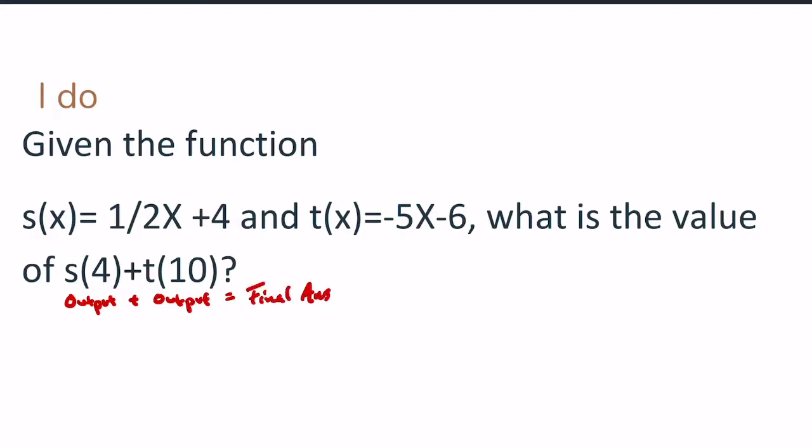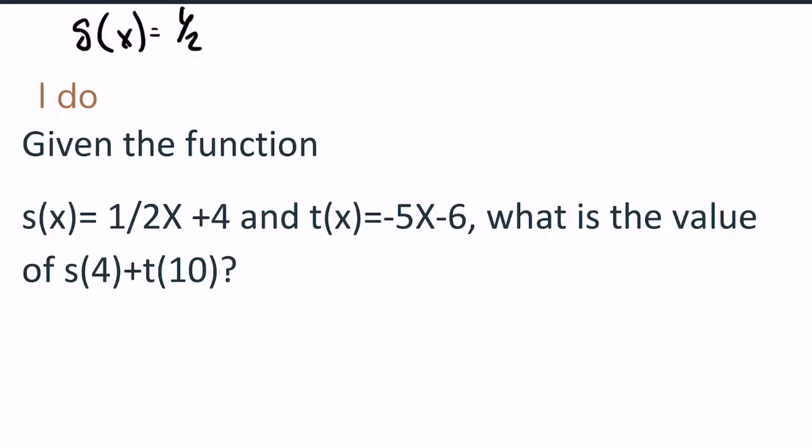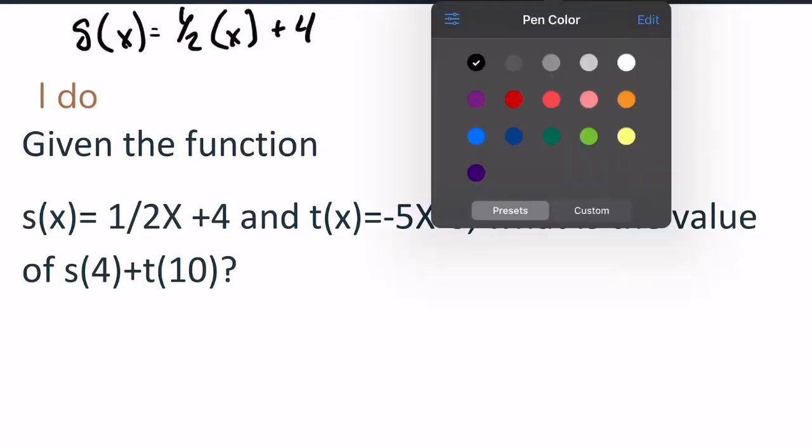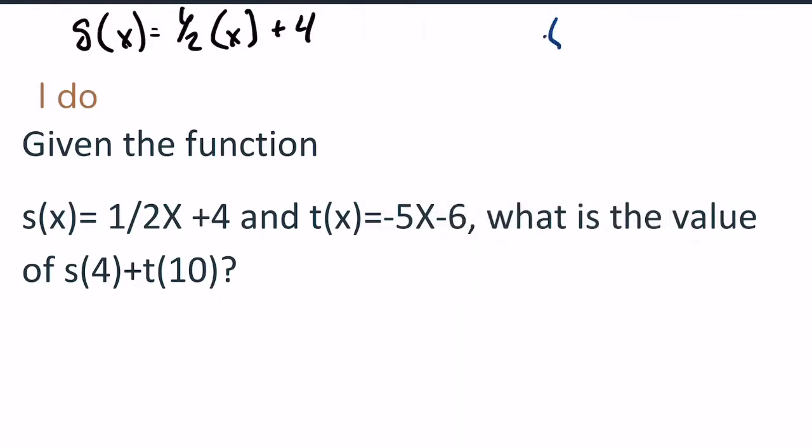So just a little bit different answer. We're still going to be doing the same exact thing. We're just having a little added step. I'm going to write the function over here. We have s of x equals 1 half x plus 4. And then I'll do it in a different color, we'll do it in blue, t of x equals negative 5x minus 6. First, what we need to do is we need to put our inputs in there.